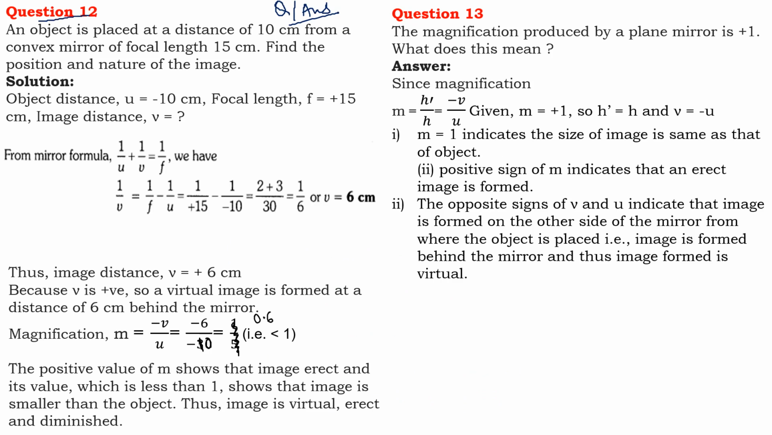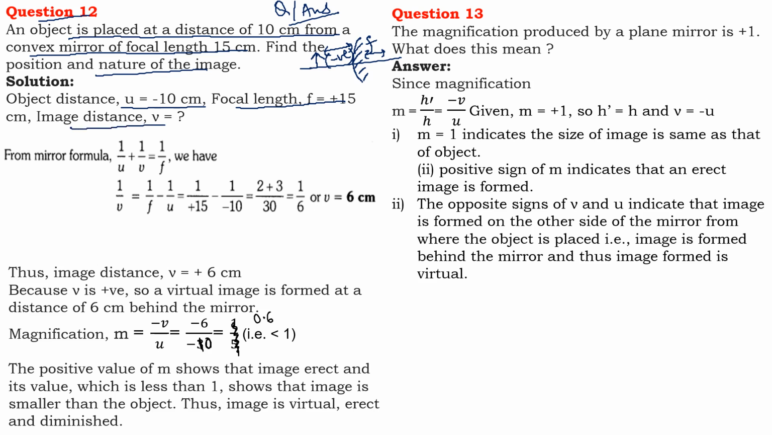Question number 12 says, an object is placed at a distance of 10 cm from a convex mirror of focal length 15 cm. You know that in a convex mirror the focal length is positive and the object is always placed here, so the distance of the object is always taken as negative. Find the position and the nature of the image. So object distance u is minus 10 cm, focal length is 15 cm. We have to find v.